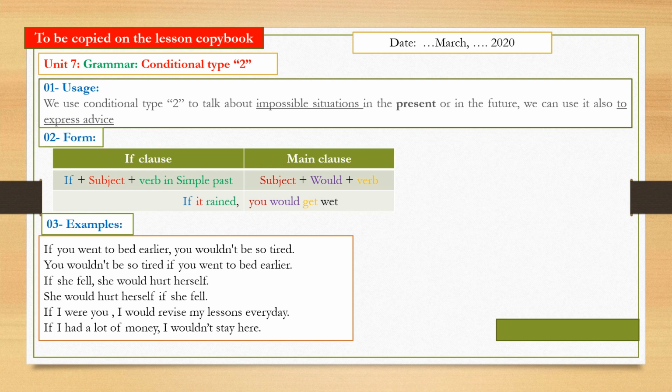Then, as we used to do: usage of conditional type 2. We use conditional type 2 to talk about impossible situations in the present or in the future. We can use it also to express advice. The form as we saw it. Then we have examples.